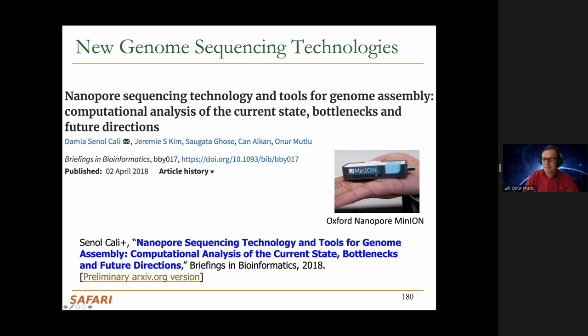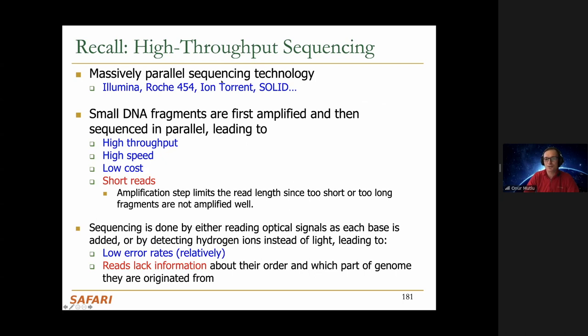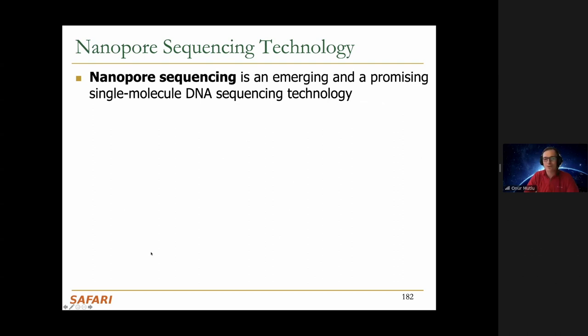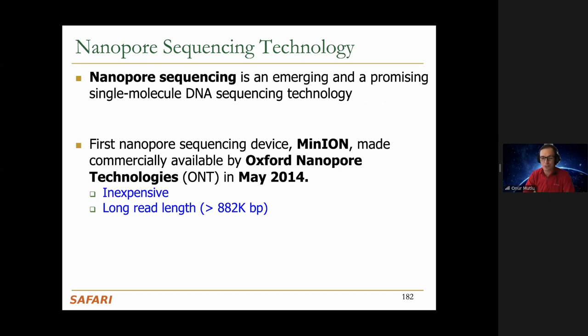The difference from earlier high throughput sequencing technologies, which are called second generation sequencing technologies, which had short reads and low error rates, is that nanopore sequencing is essentially much less expensive, and they have long read lengths. Actually, 2 million base pairs is more common today. They're portable, and they produce data in much more real time, as we will see in a little bit also.